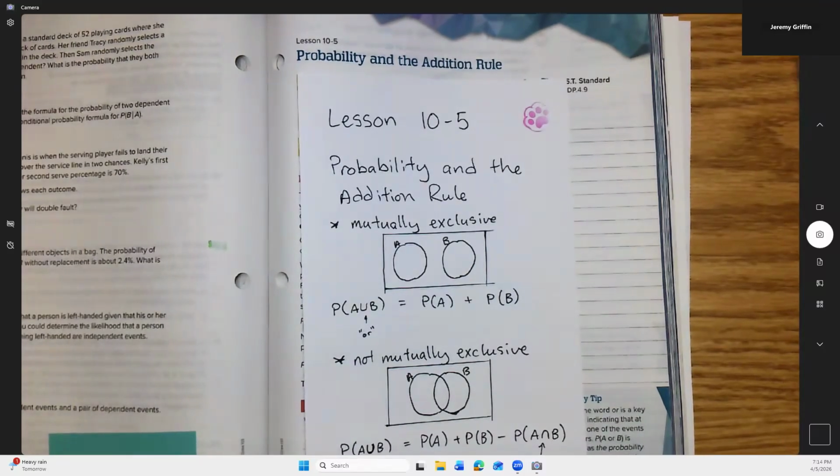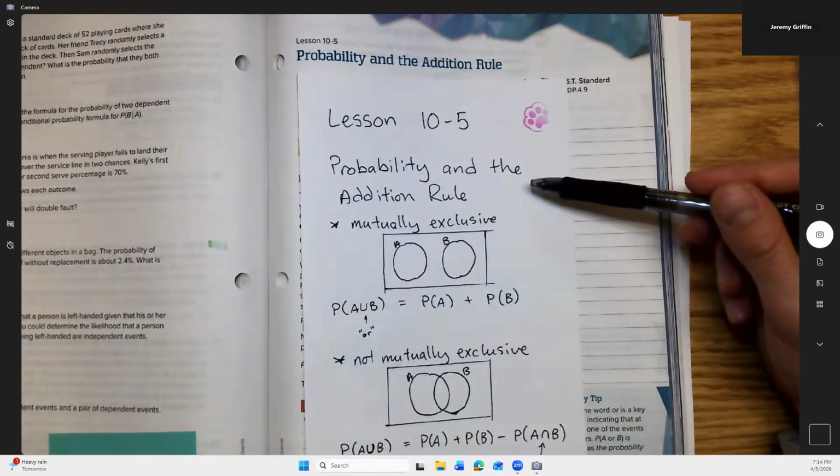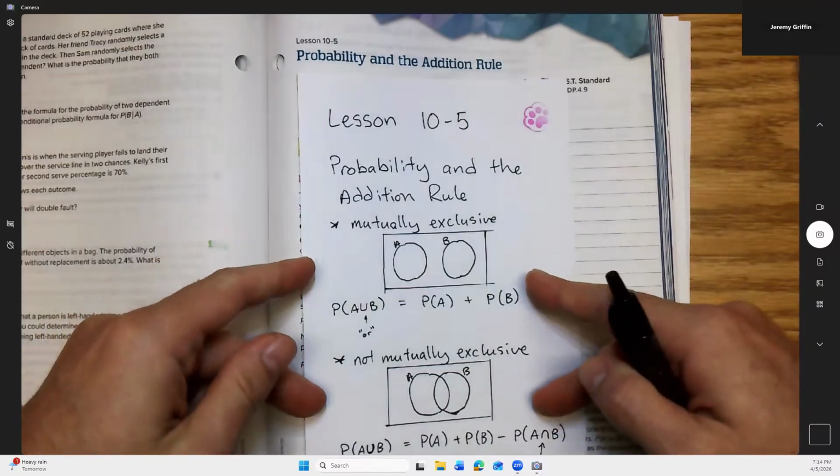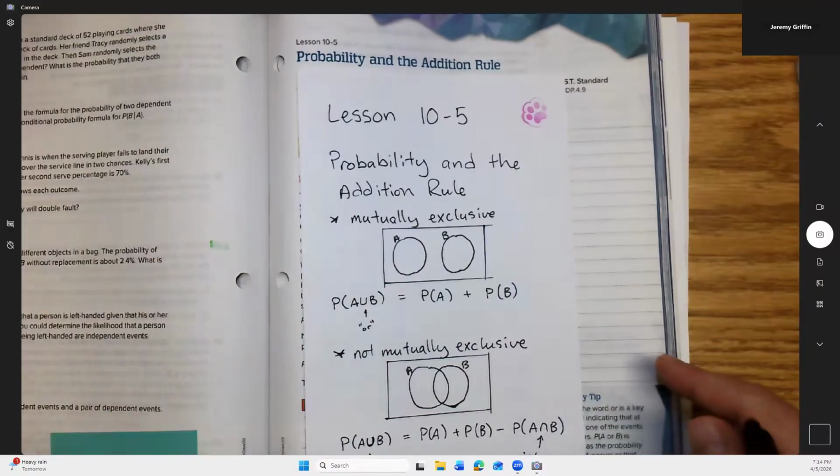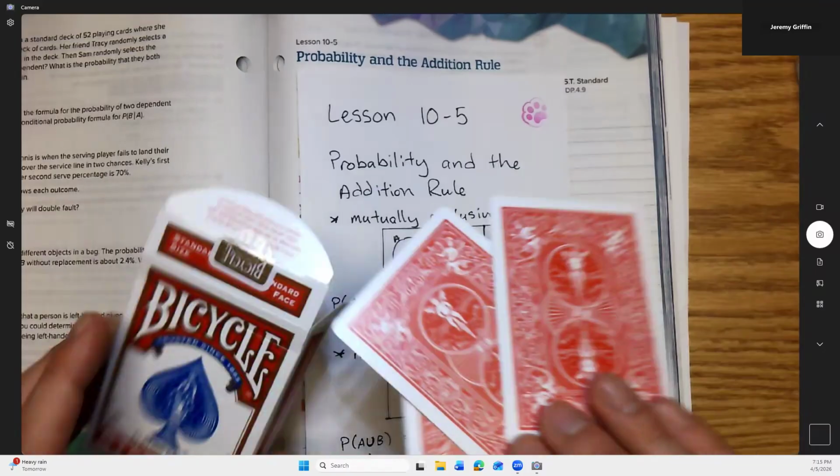Lesson 10.5, probability and the addition rule. First thing you guys got to know about is what does it mean if two events are mutually exclusive or not mutually exclusive. A good example is, let's say you pulled some cards out of a deck.